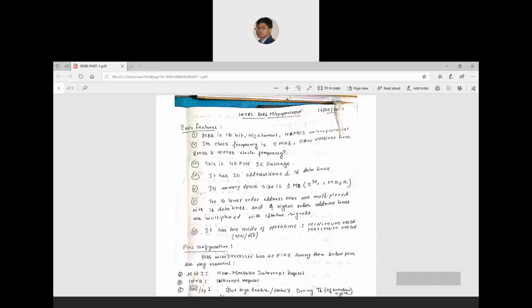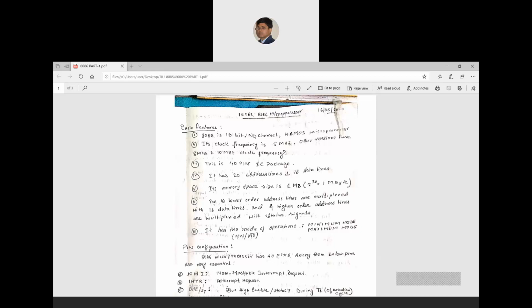Next is what is the speed of this microprocessor. The speed is actually nothing but its clock frequency. So what is the clock frequency? 5 megahertz is the basic clock frequency, but it has two further versions. So 8086 has a total of three versions. The other versions have clock frequencies of 8 megahertz and 10 megahertz. With respect to clock frequency, it is faster than 8085. You can see that: 5 megahertz, 8 megahertz, 10 megahertz. These are the clock frequencies of the 8086 microprocessor.